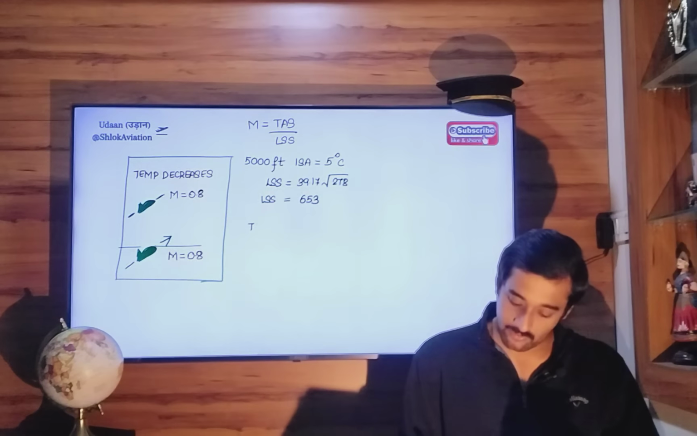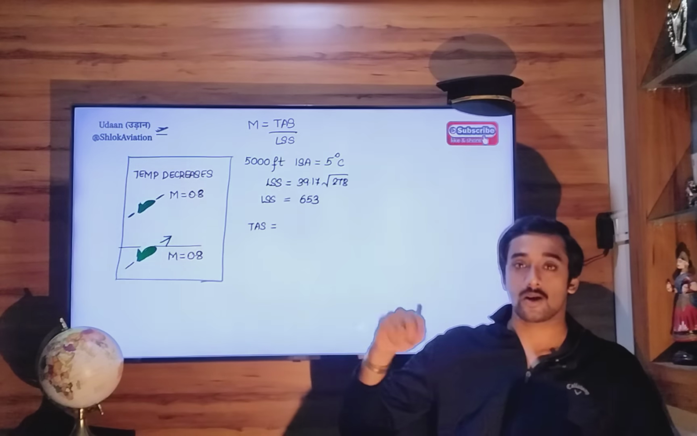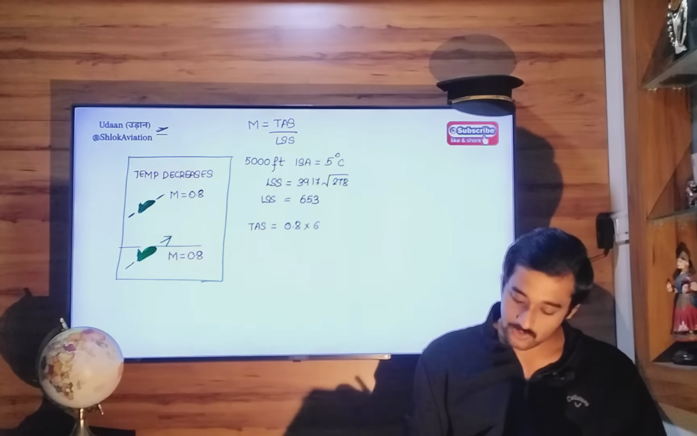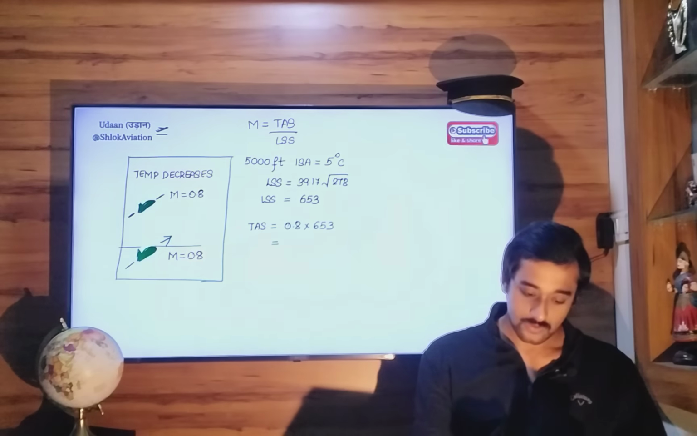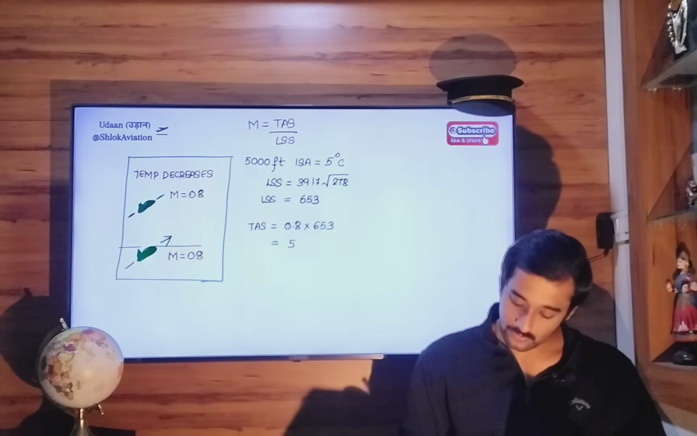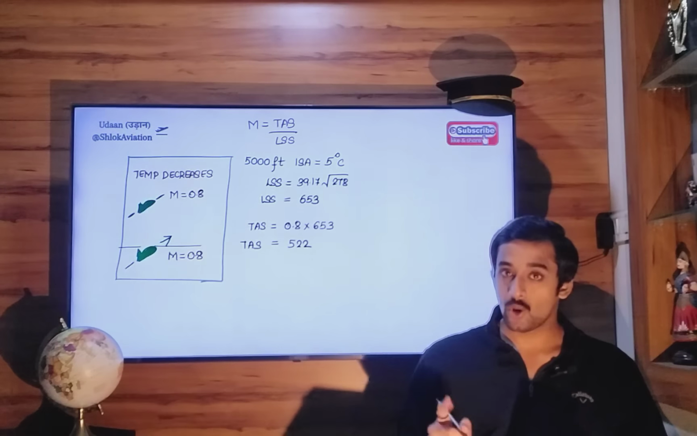So true airspeed will be equal to Mach number multiplied by local speed of sound. So 0.8 multiplied by 653 is equal to 522. So TAS is 522. Now let's go to a higher altitude.